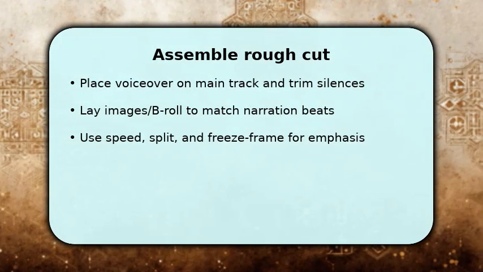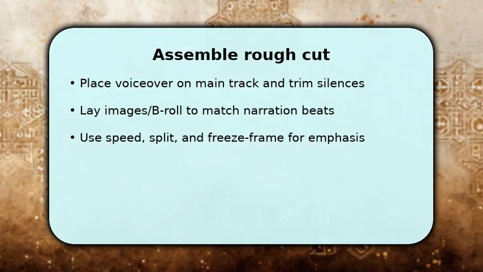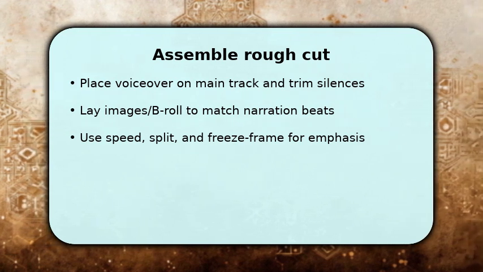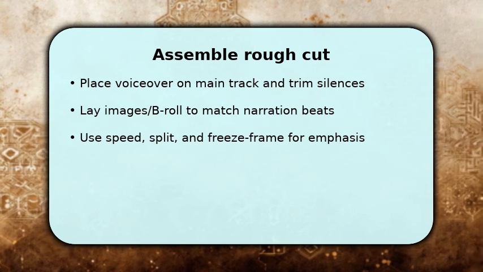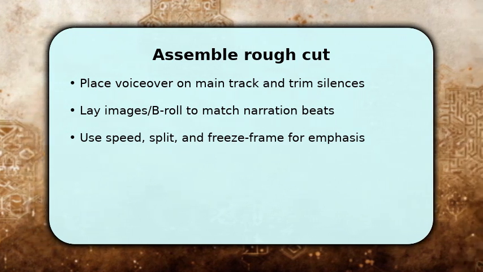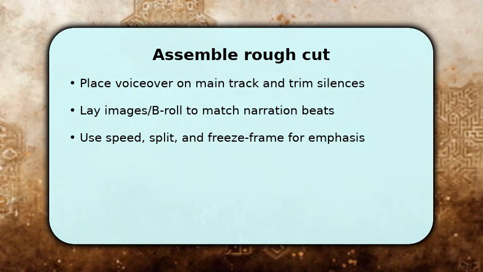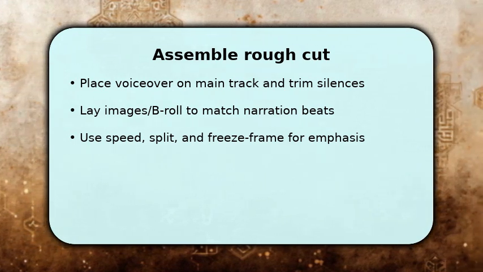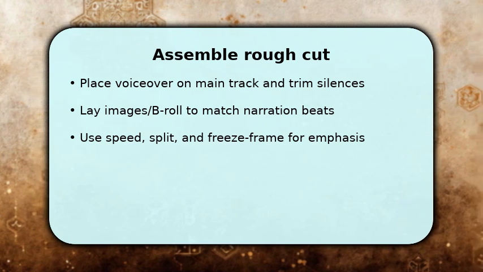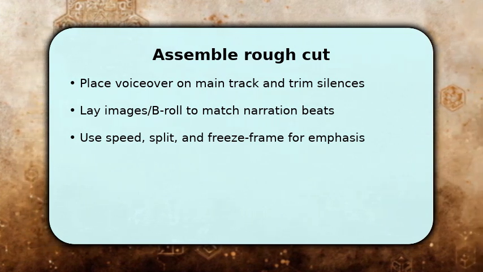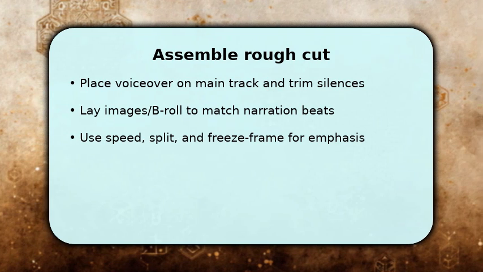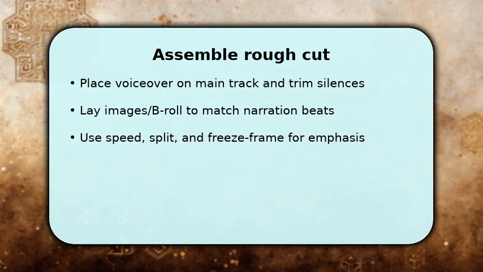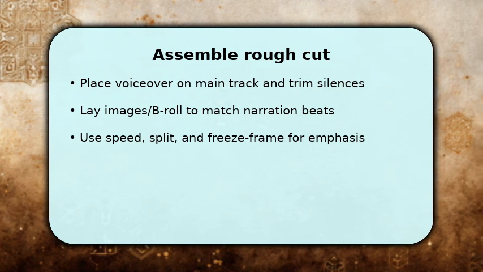You now build the rough cut. Place the voiceover audio on the primary track and trim silence so pacing feels tight. Then align images and B-roll so visuals change exactly when you reference events. This sync makes the explanation clearer and keeps viewer attention. Use split to remove mistakes, speed adjustments to compress slow footage, and freeze frame on key photos to emphasize dates or names. Make sure transitions are simple, cuts, and short dissolves to maintain a documentary tone.